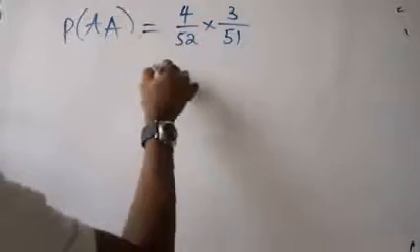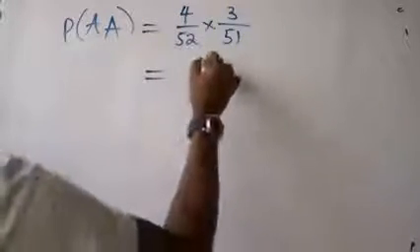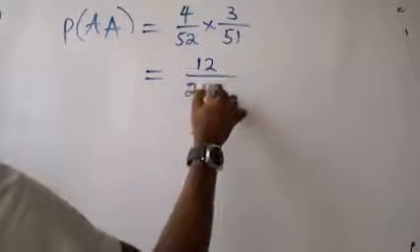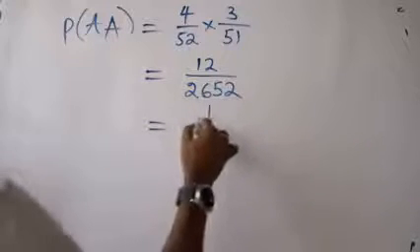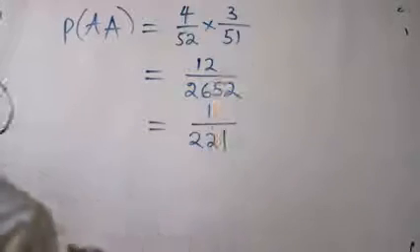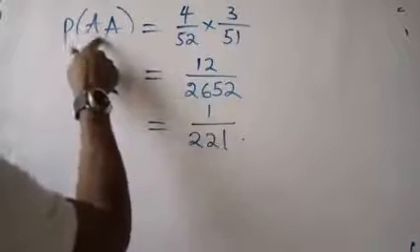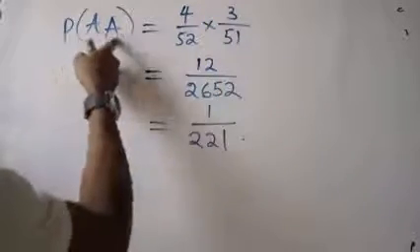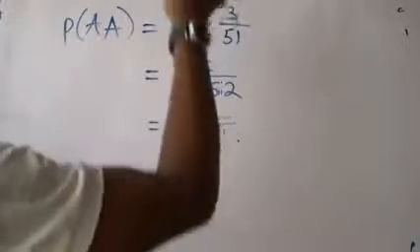So when you cut, you could multiply and you will have 12 over 2652. And your final answer will now be 1 over 221. You can see it's as simple as that. When they are both the same thing, that is the only option. That's the only way you can solve it. Then when they are different, you arrange all the possible options you can have and you solve.